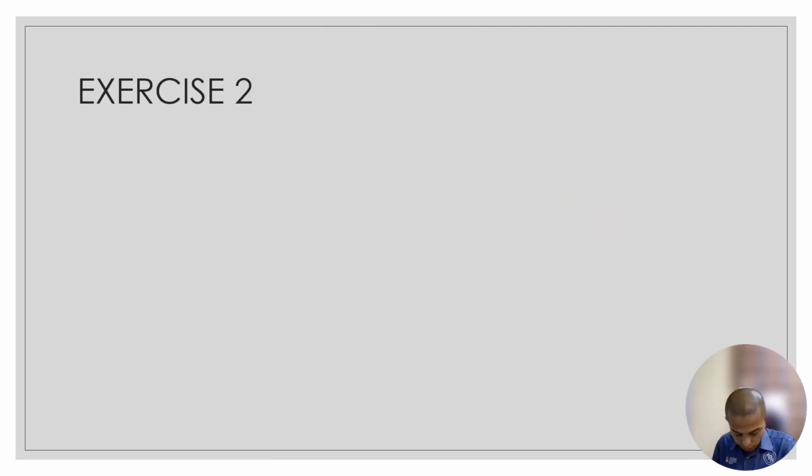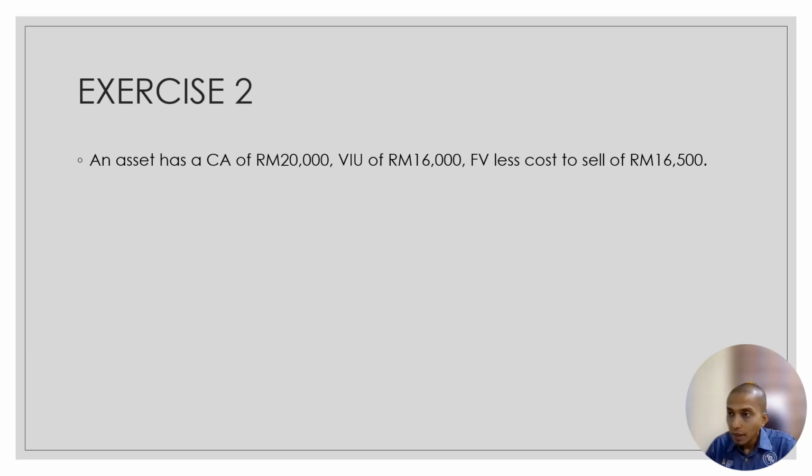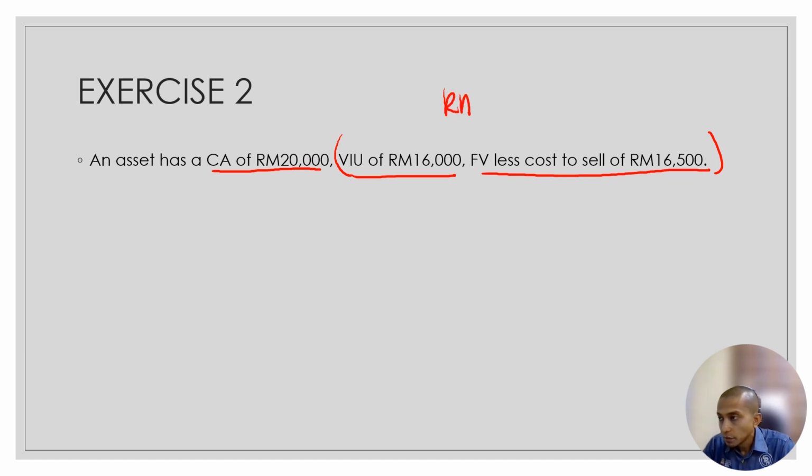So this is another exercise, exercise 2. An asset has a carrying amount of 20,000, value in use 16,000, fair value less cost to sell 16,500. So we know that value in use and fair value less cost to sell are for us to calculate the recoverable amount, right? For recoverable amount, we are going to choose the highest. So recoverable amount is RM16,500. So we compare with the carrying amount, which is RM20,000.